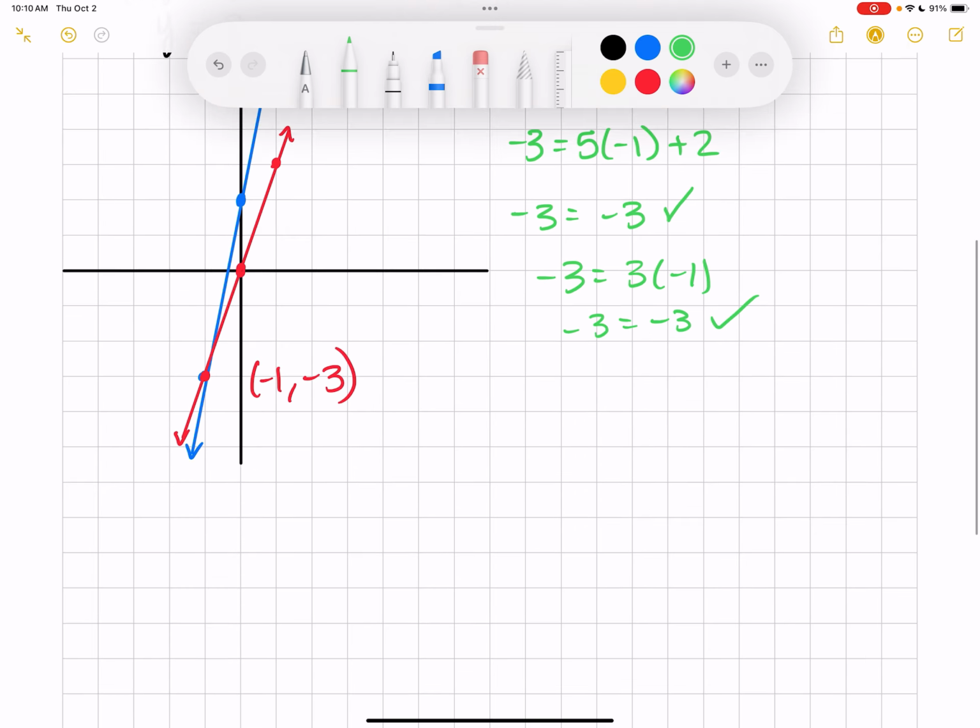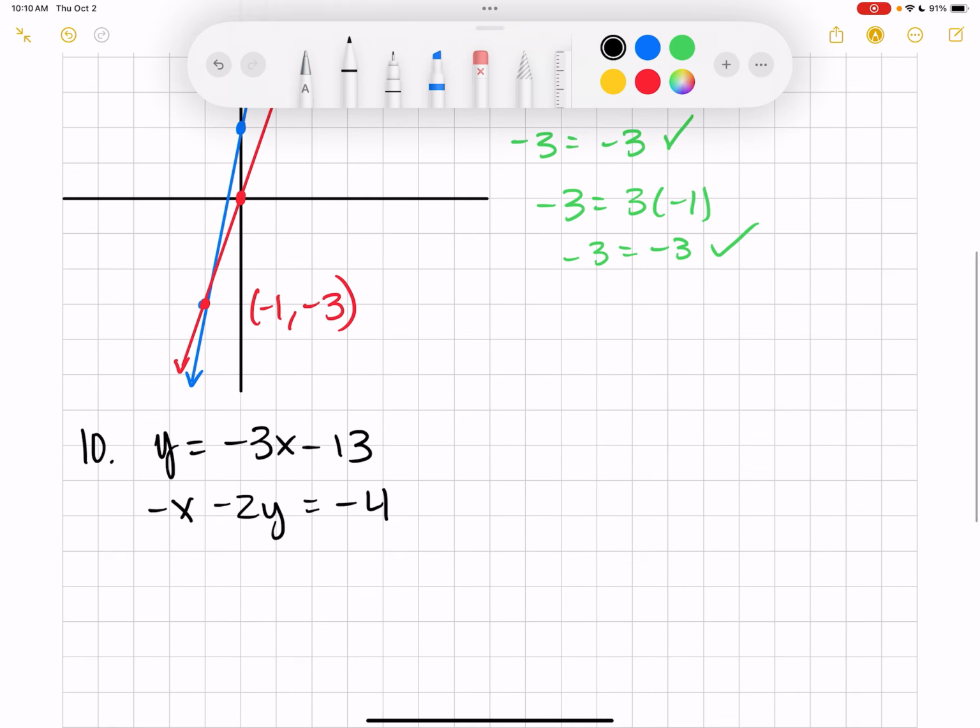Number 10. y equals -3x minus 13, and -x minus 2y equals -4.